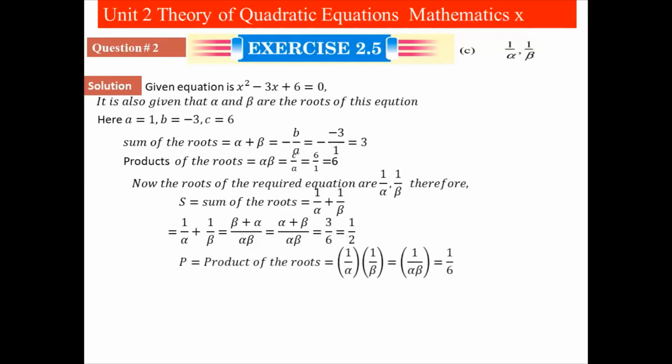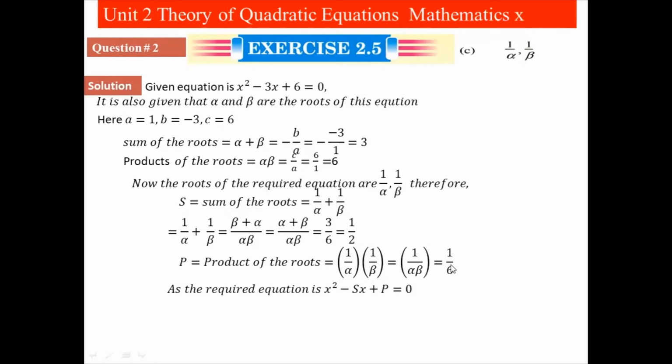Now the product of the roots p is equal to 1 by alpha times 1 by beta. So this can be written as 1 by alpha beta. The product of the roots alpha beta, of the given equation, is 6. And now we are finding the product of the roots whose roots are 1 by alpha and 1 by beta. So the product of the roots of the required equation is 1 by 6.